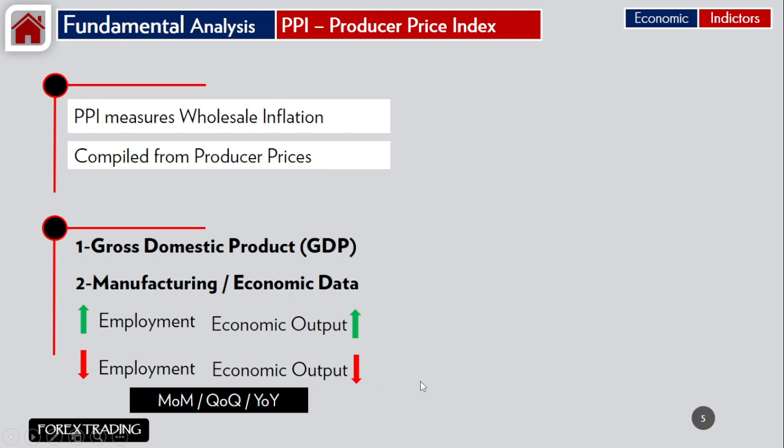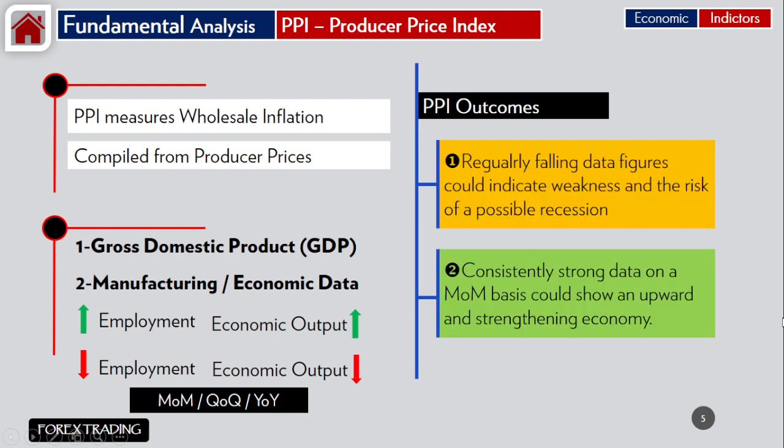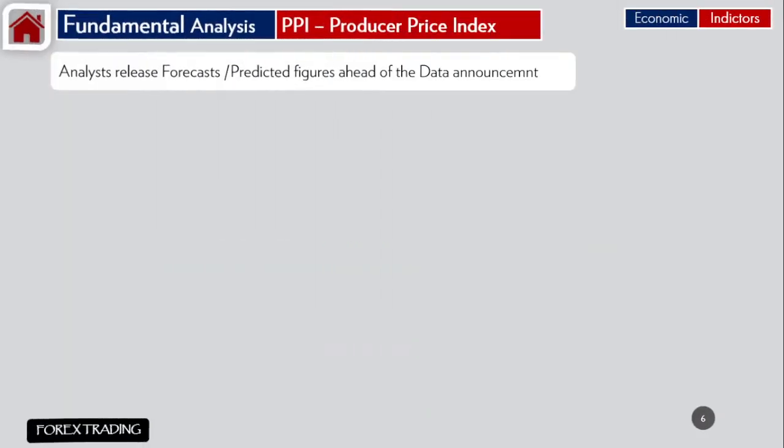So this PPI data can be measured month on month, quarter over quarter, and year on year. So this is how it is calculated. And then we have PPI outcomes. Regularly falling data figures could indicate weakness and the risk of a possible recession. And if there is strong month on month PPI data, then it can show an upward and strengthening economy. Okay. All right.